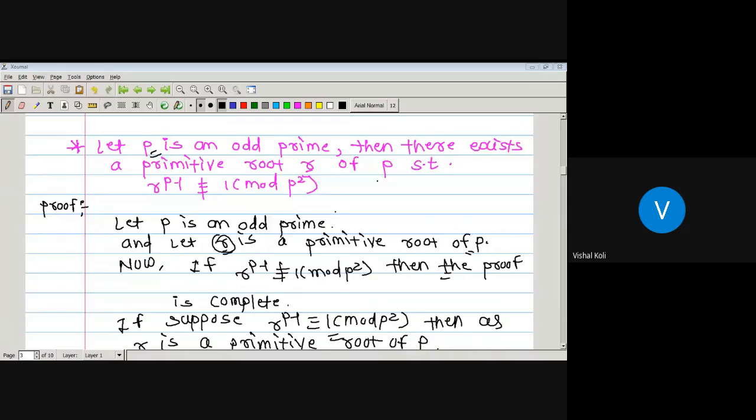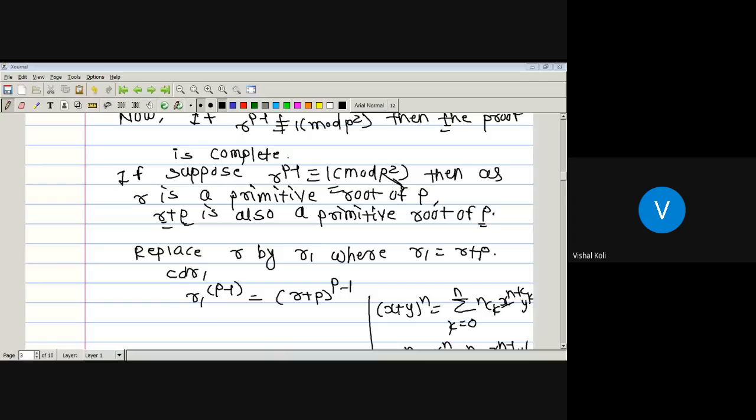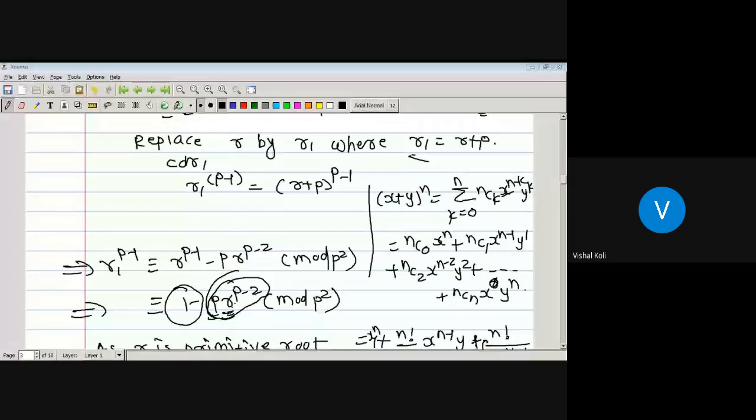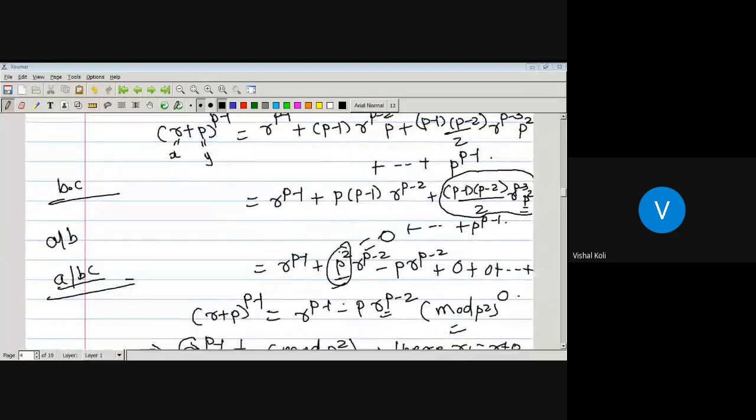So here, if possible, we have considered r to the power p minus 1 is congruent to r1 equal to r plus p. As r is a primitive root modulo p, r plus p is nothing but r, then r1 is also a primitive root. Therefore, here we get one primitive root r1 of p. From that we have considered r1 to the power p minus 1, but r1 to the power p minus 1 is nothing but r to the power p minus 1 minus p into r to the power p minus 2. But r to the power p minus 1 is congruent to 1 modulo p square.